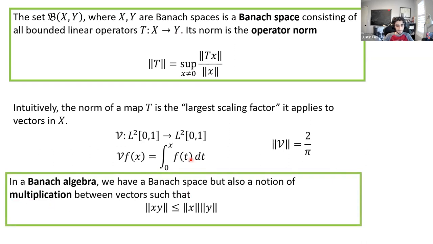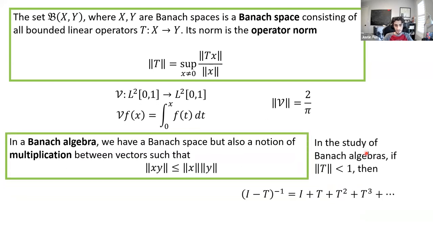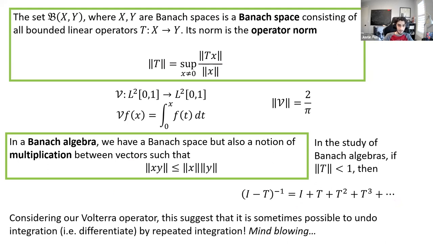As a sneak peek to some more advanced concepts, a Banach algebra is a Banach space with some notion of multiplying things together, such that the norm of the product is less than or equal to the product of the norms. An interesting idea from Banach algebra is that if you have an element T with norm less than 1, then the inverse of the identity minus T is actually this geometric series here. So if we consider our Volterra operator, this seems to suggest that it's possible to undo integration, i.e. to differentiate something, with some repeated integration, which is quite mind-blowing. But this is only sometimes possible, of course, when our operator has norm less than 1.